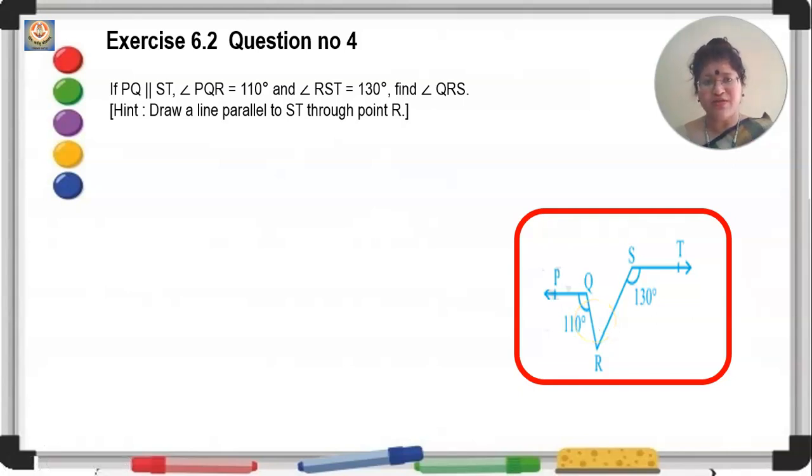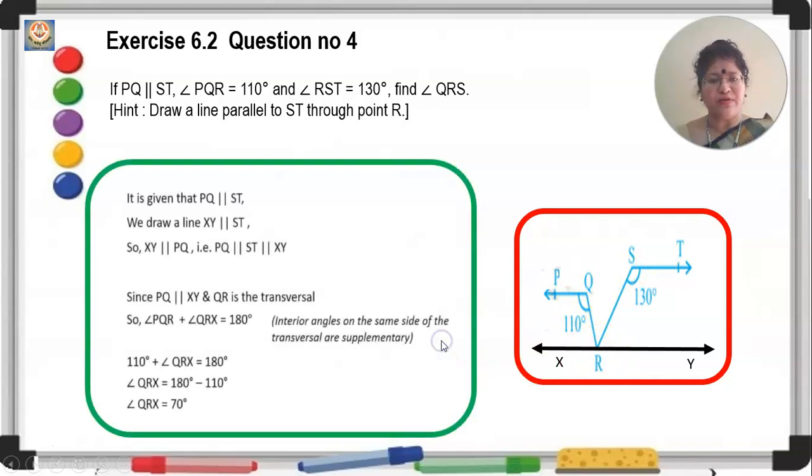So there is a construction. You have to draw a line parallel to ST through point R. So what we do here is we draw XY parallel to ST. Now, if you look at this figure, PQ is already parallel to ST, XY is parallel to ST by construction. Therefore, we conclude that these three lines will be parallel to each other.